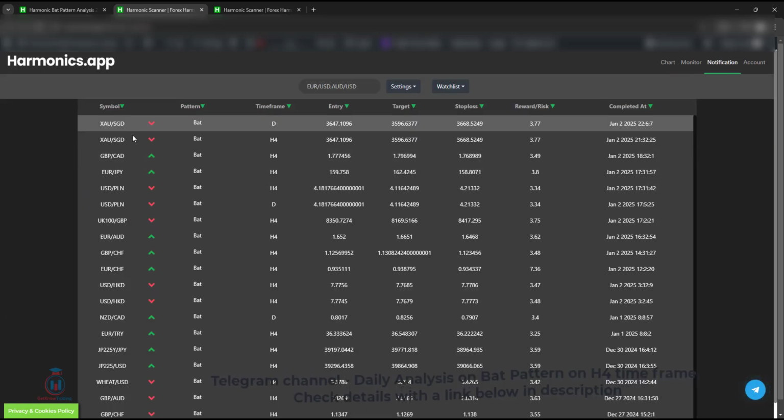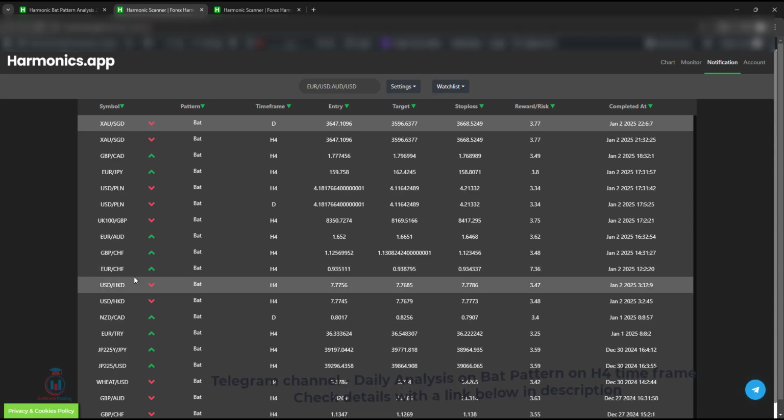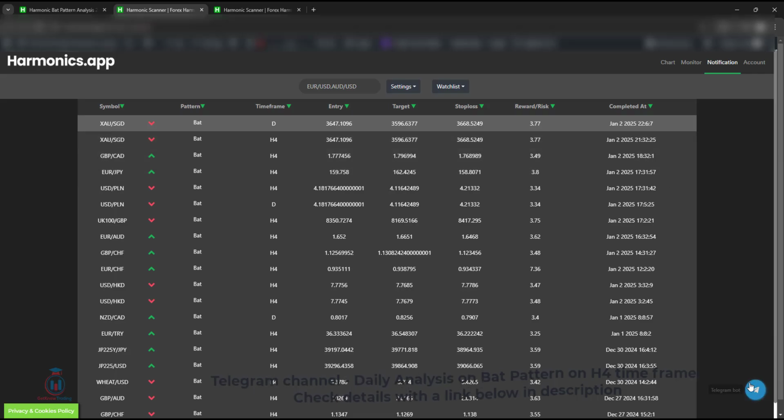So you can see this notification window shows you all the patterns that can be sent to Telegram. If you would like to use this, you can also find the instructions on how to set up Telegram for the Harmonic SAP to receive on your mobile phone.